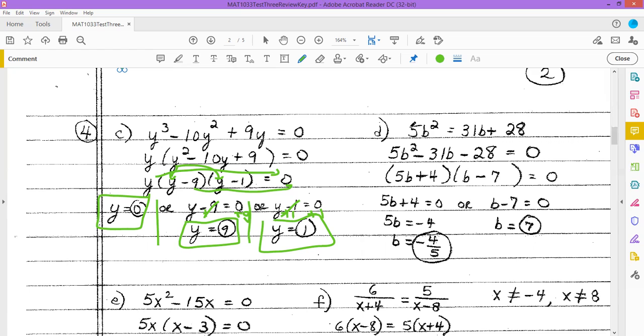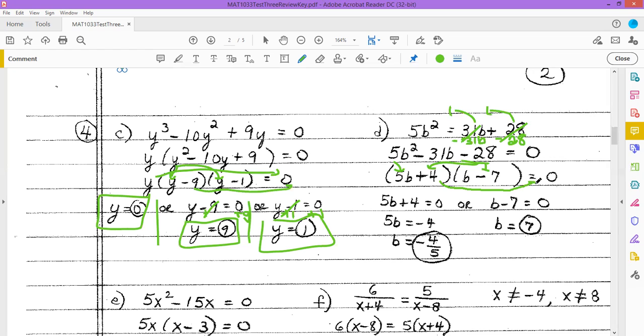Now letter D, we have 5b squared equals 31b plus 28. And once again, we're going to collect all the terms to the left side of that equation. We're going to subtract 31b and subtract 28. And when we do that, the terms will cancel. On the right side of the equation, we'll have 0. And on the left side, we now have 5b squared minus 31b minus 28. We're factoring this 5b squared using 5b and b, and then we're factoring negative 28 using 4 and minus 7.